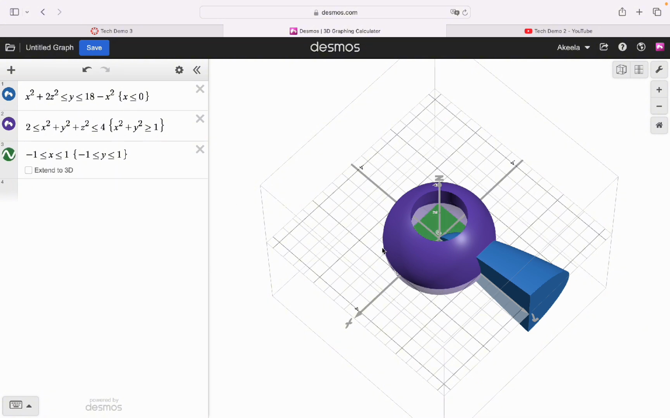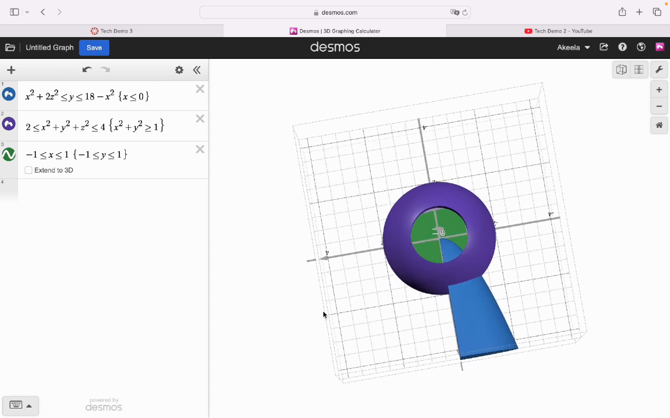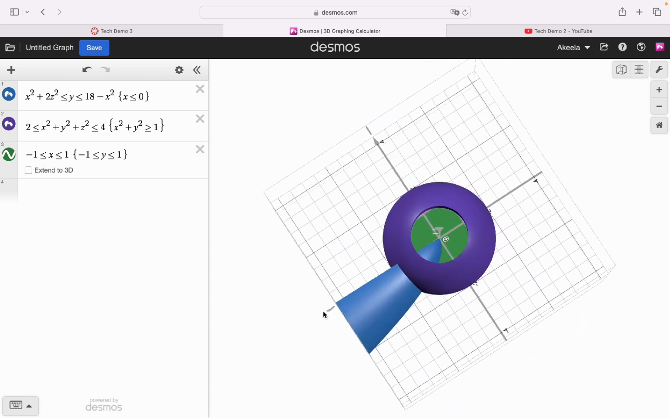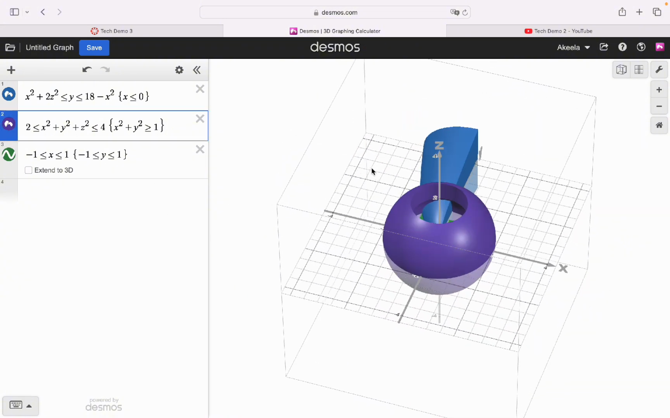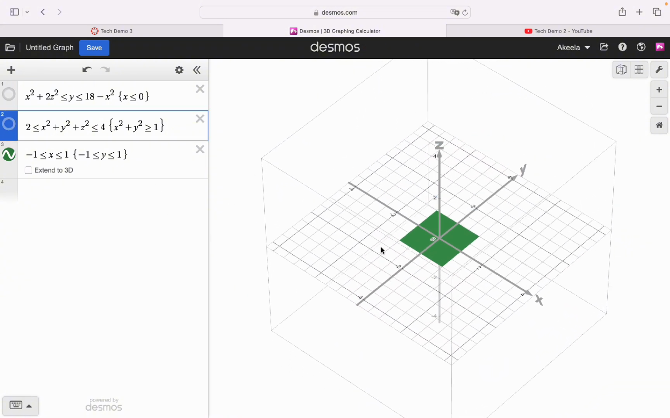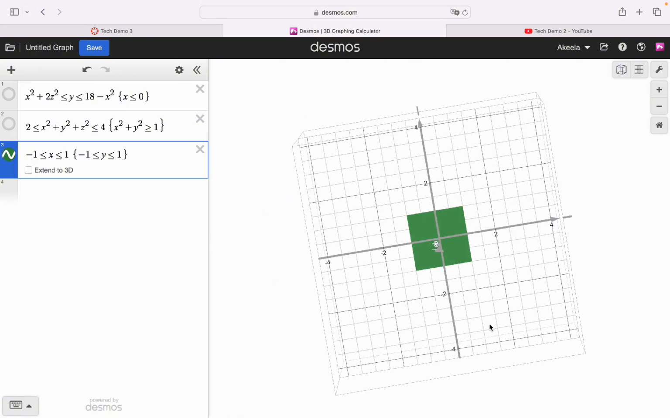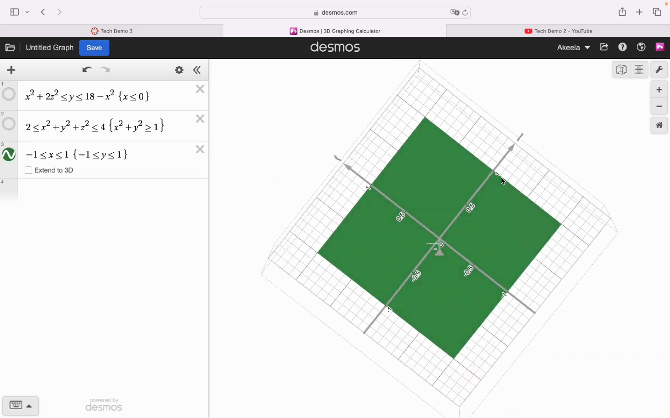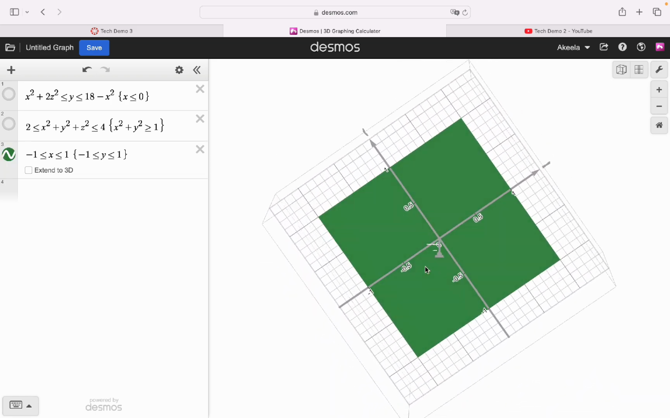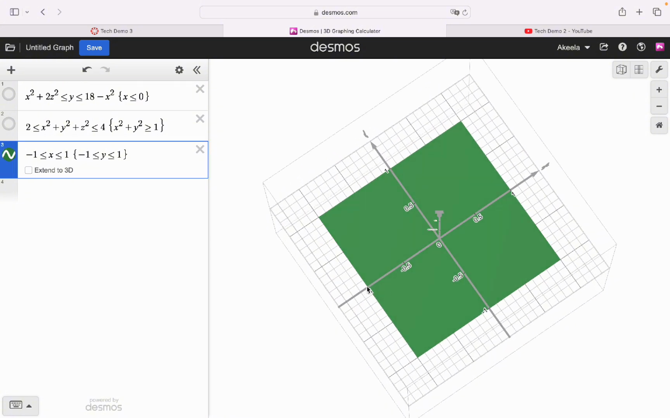And so here we can see that it's in the z equals 0 plane. And I'll turn off these two so you can see. There we go with our square. And zoom in a little bit and we can see we have negative 1 here on the left and positive 1 here. And then on our y-axis we have negative 1 and positive 1.